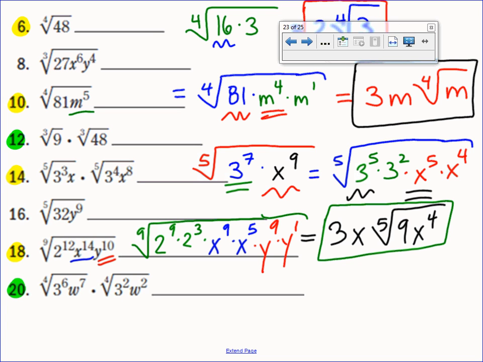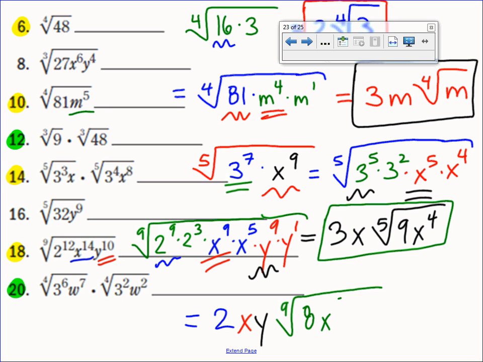All right, guys, let's go ahead and simplify that. 2 to the 9th inside of the 9th root is equivalent to 2 out front. X to the 9th inside of a 9th root is equivalent to x out front. Y to the 9th inside of a 9th root is equivalent to y out front. And I still have the 9th root of, inside, 2 cubed is 8, x to the 5th, y to the 1st.